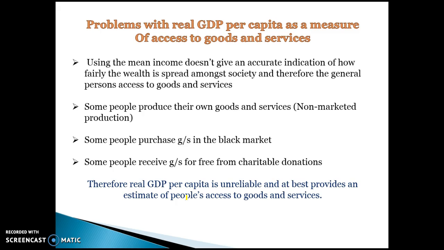Problems with real GDP per capita, it's not a perfect measure of our living standards. It doesn't tell us anything about how evenly wealth is distributed among society. Some people can have a lot of access to goods and services, have a high GDP per capita. Others can have a low one because it's just an average.